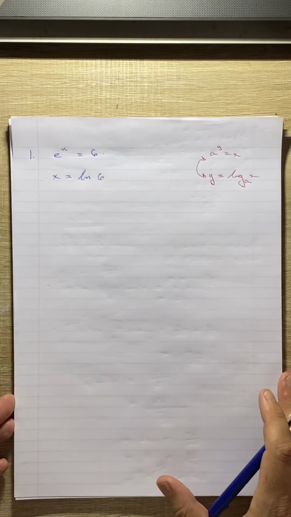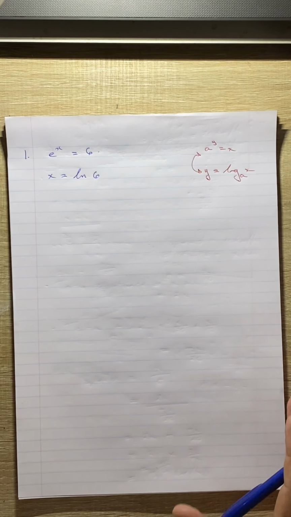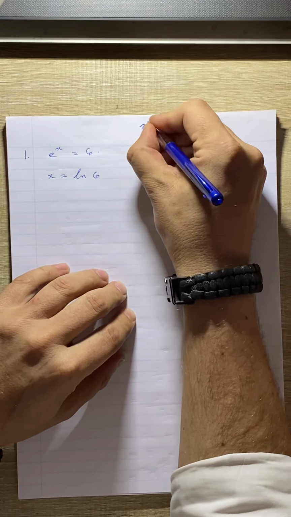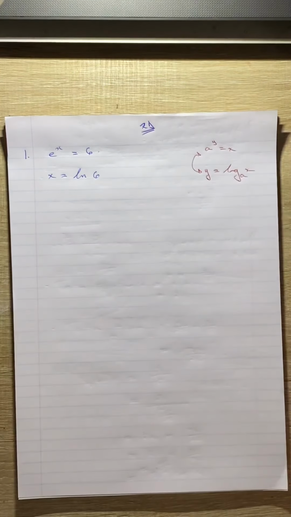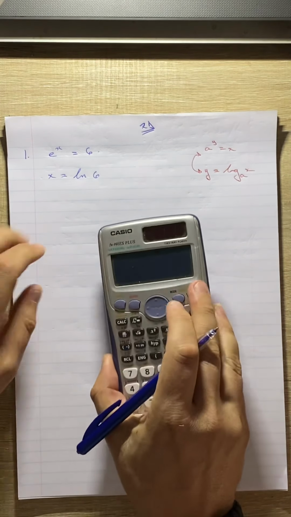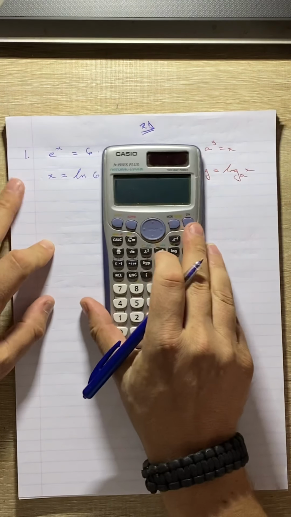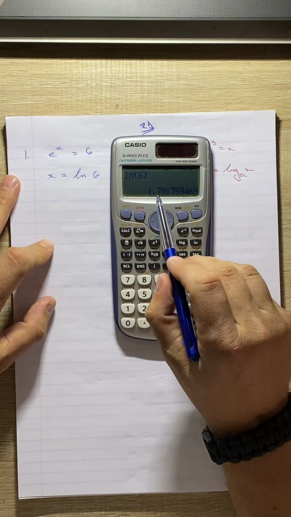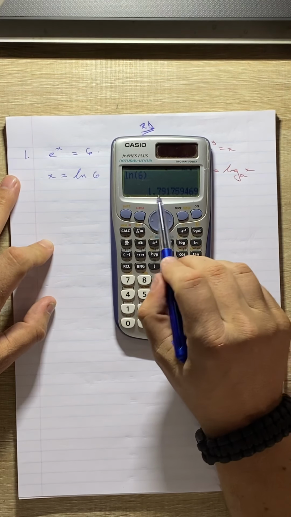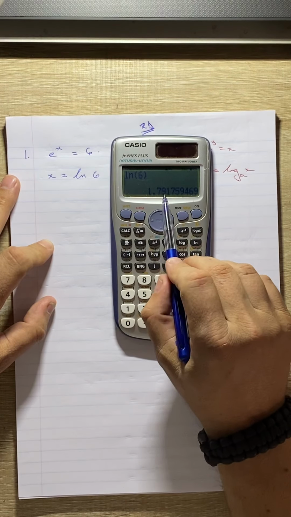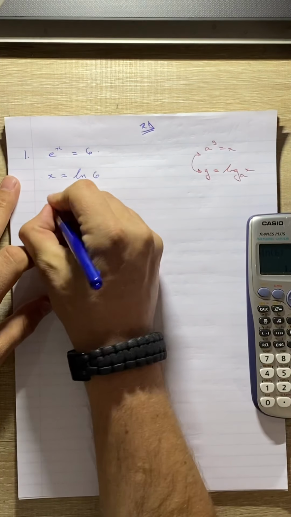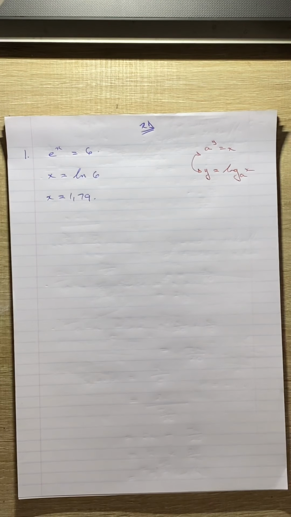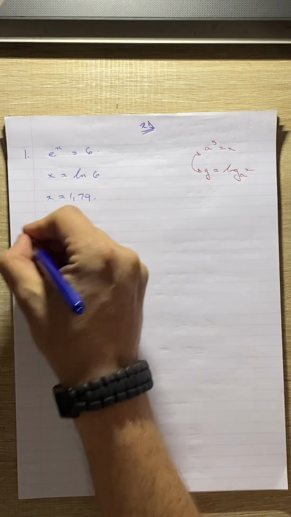Okay, so once we're at that stage, it's telling us to round off our answers to 2 decimal places. All you have to do on your calculator, you're going to go ln 6, and then we're going to round that off to 2 decimal places. So it's 1.79. Pretty easy.